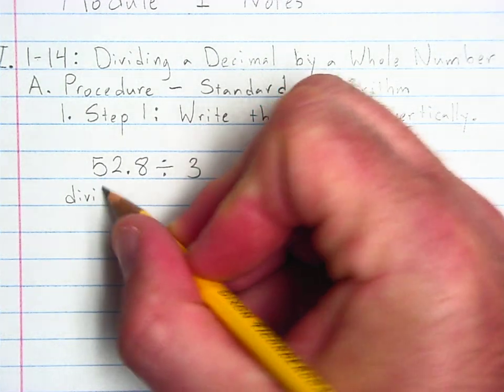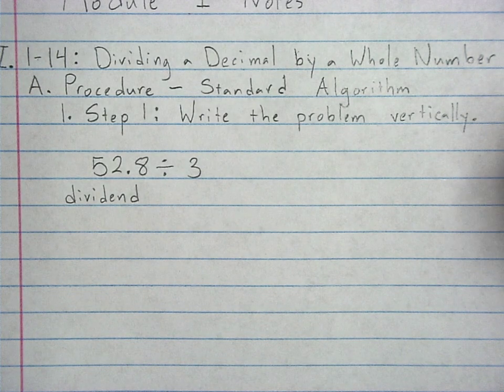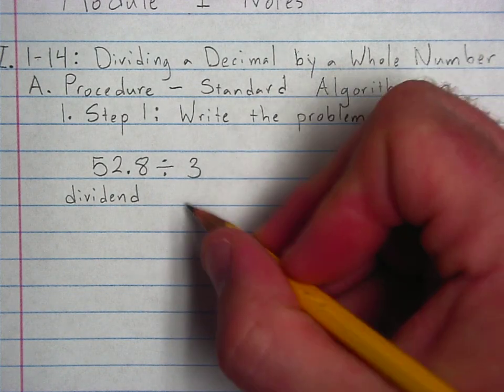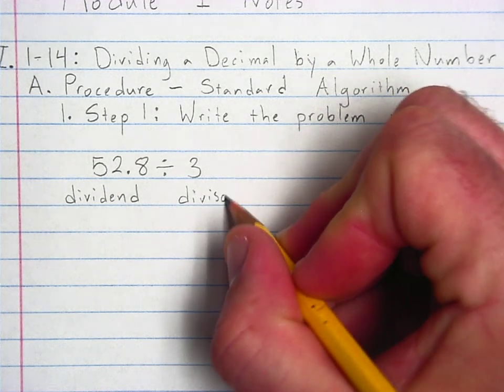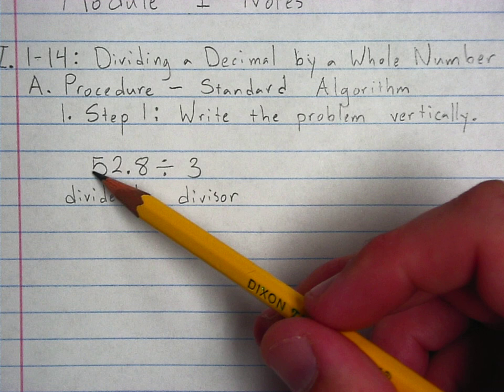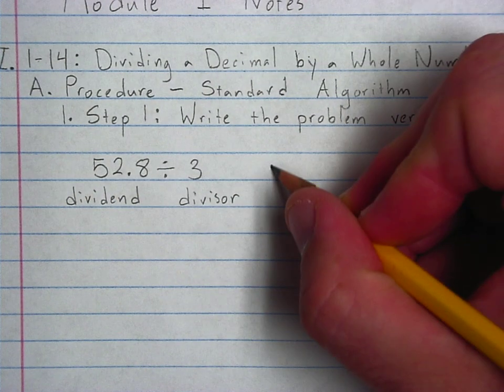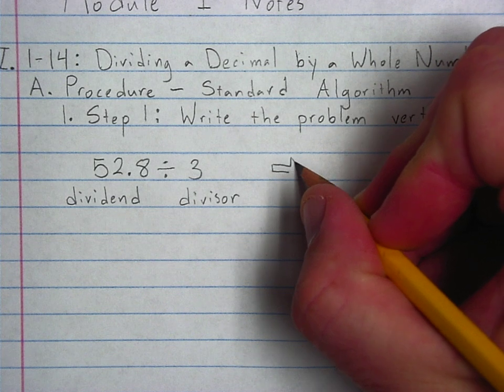On the left-hand side, this is our dividend. Again, this is our number that we are breaking up into smaller pieces. And our divisor, the second number, tells us how many pieces it is that we're breaking up. So 52 and 8/10 broken up into 3 pieces. Now we need to write this vertically.